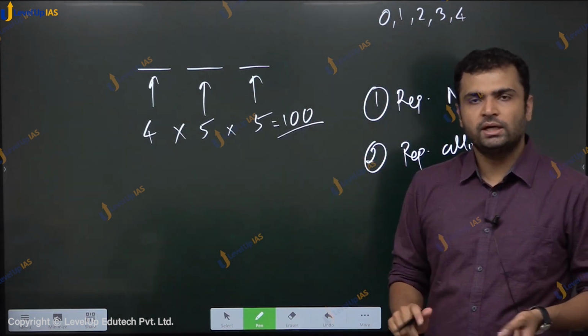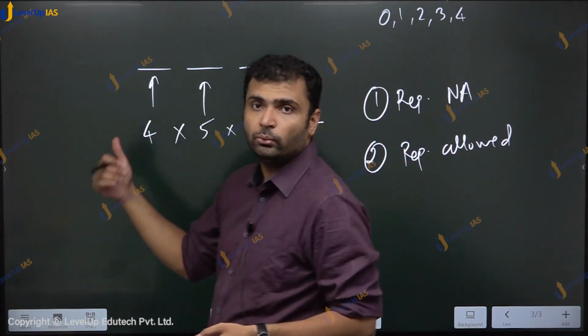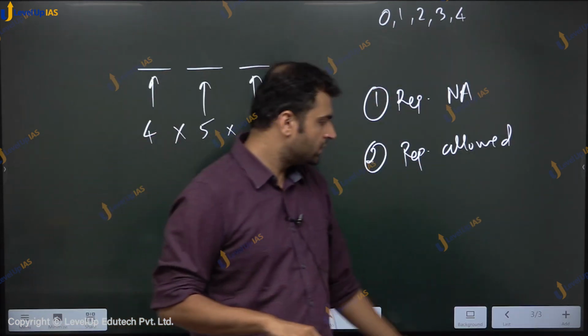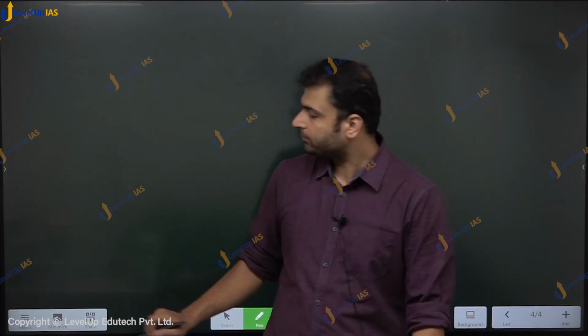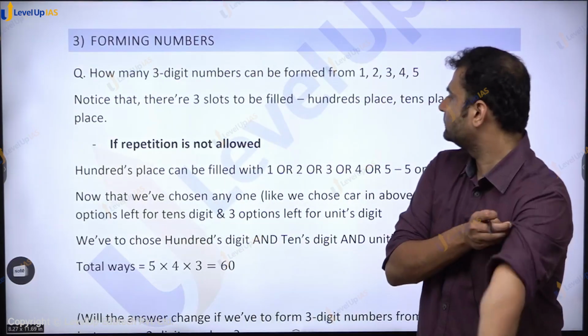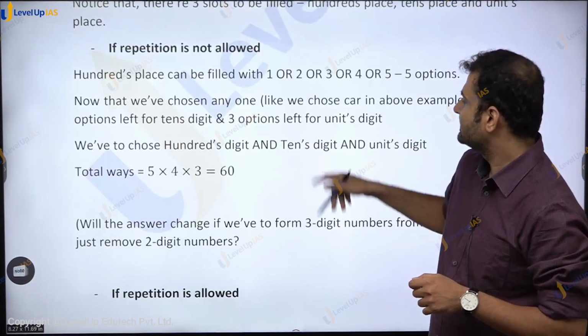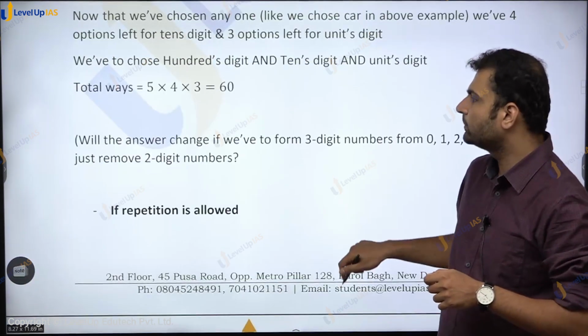I hope you understand the difference between question number 1, जहाँ पे 1 2 3 4 5 थे और जहाँ पे 0 1 2 3. वही लिखा है. You can read through it.